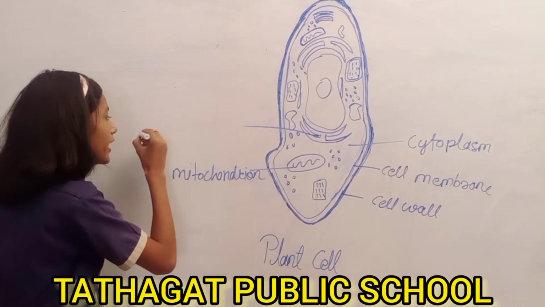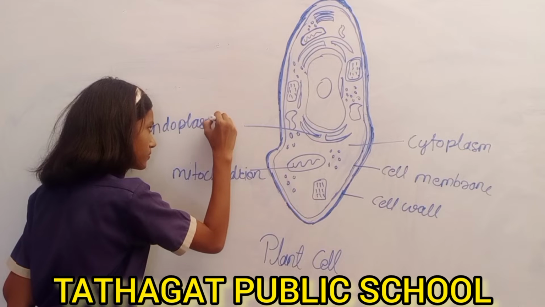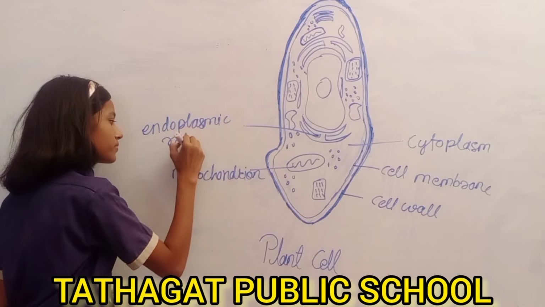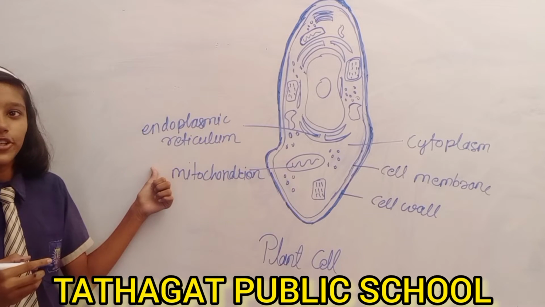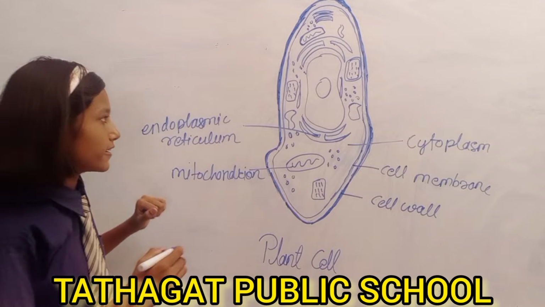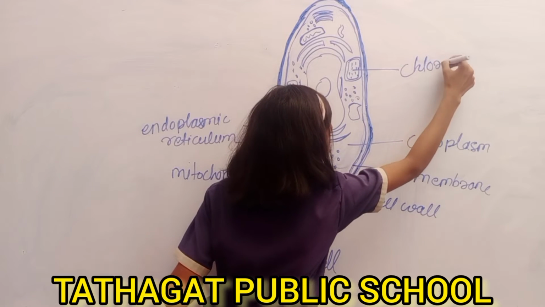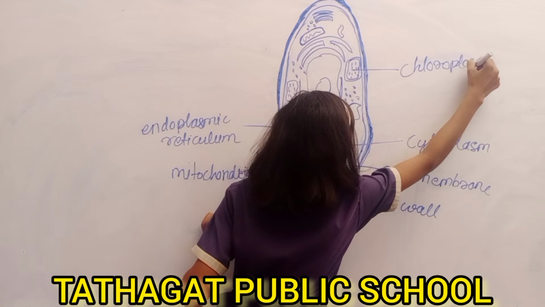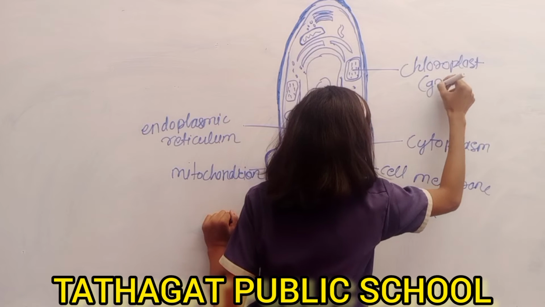This is the endoplasmic reticulum. Endoplasmic reticulum is responsible for synthesis, storage and transport of materials. This is the chloroplast. It is also known as the green plastid.